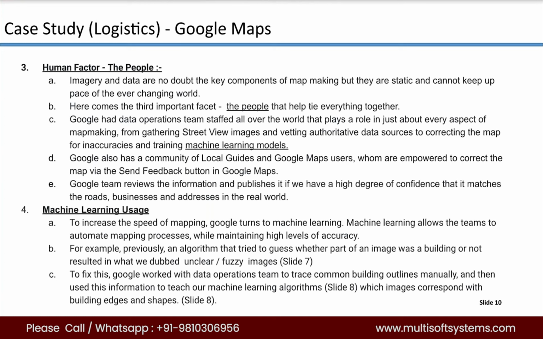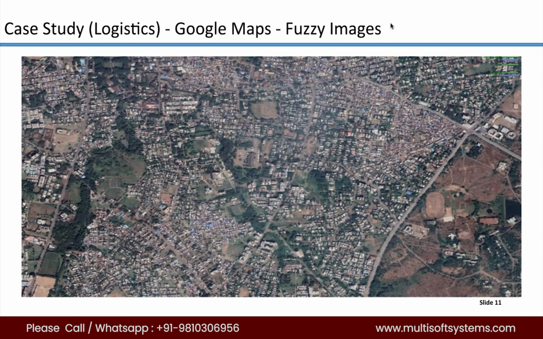Machine learning usage. Now, how does Google use machine learning, right? I'll give you an example. To increase the speed of mapping, Google turns to machine learning, right? Machine learning allows the team to automate mapping processes while maintaining a high level of accuracy. How is that? For example, previously an algorithm tried to guess whether a part of an image was a building or not, resulting in what we dubbed a fuzzy image. Suppose they've taken something like this, right? Fuzzy image. They look at it and they say maybe things are not very clear.